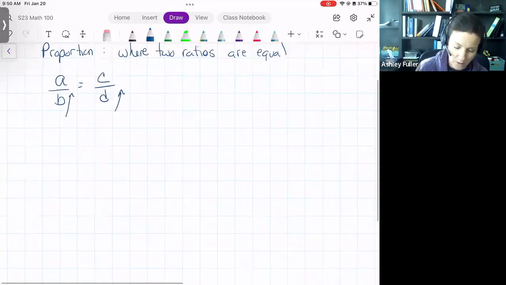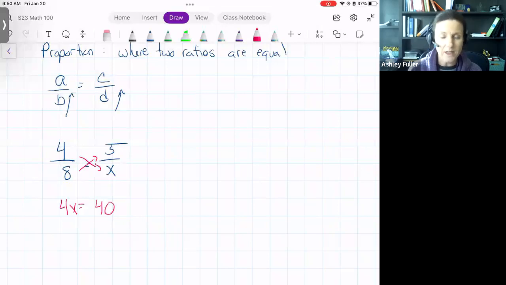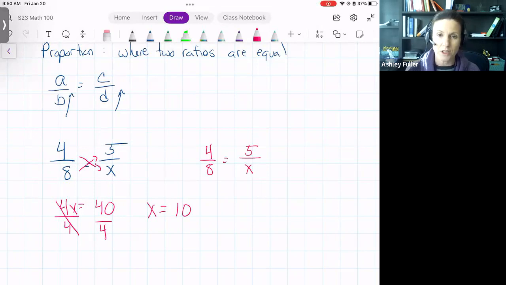Let's solve the proportion 4 over 8 equals 5 over x. We're trying to solve for x, so we're going to cross multiply. This gives us 4x equals 40, and then we just use our normal equation solving skills to find that x equals 10.